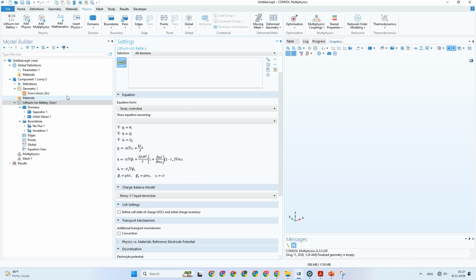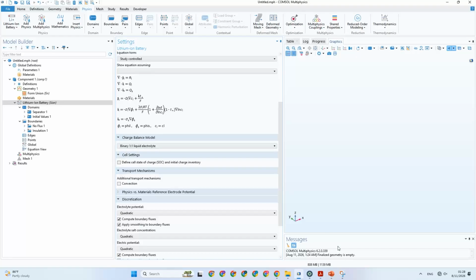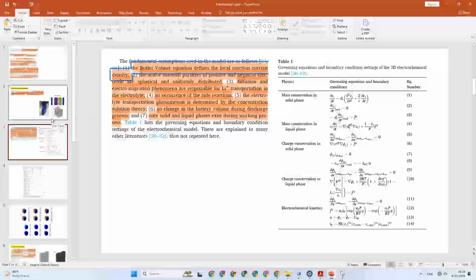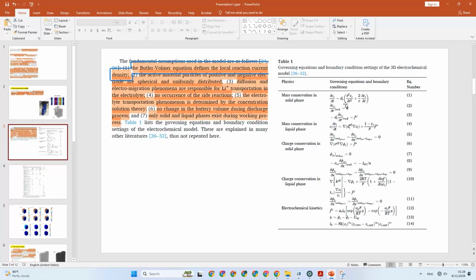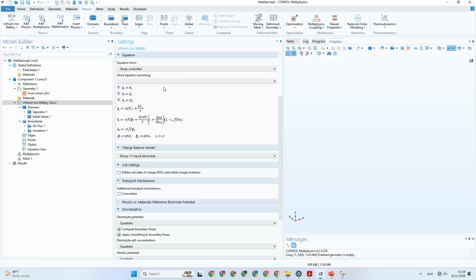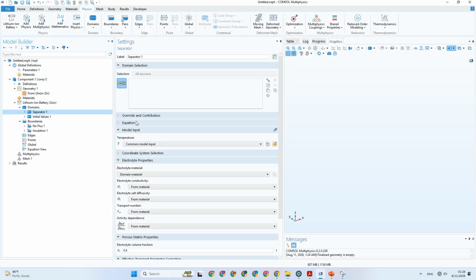Here, before checking the equations, I just recheck the geometry for this equation. Maybe it is similar to, let me check the electrochemical model. Here we have rho CS, rho T, ds. Let me check this option: mass conservation in solids. For example, this is the separator.